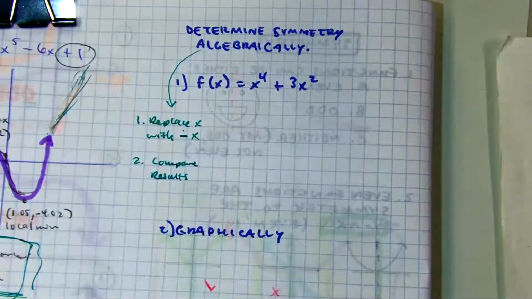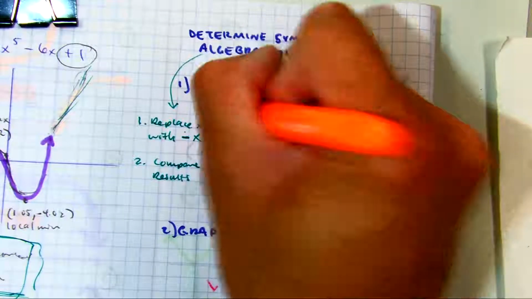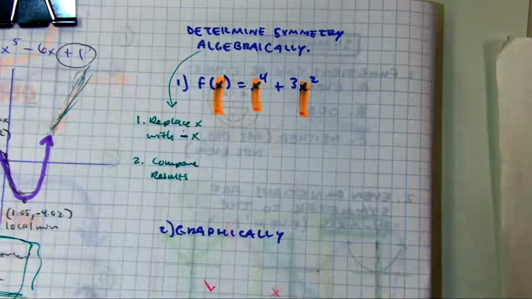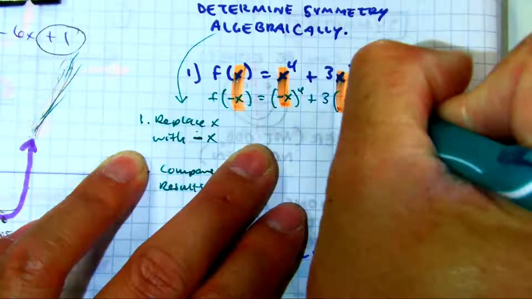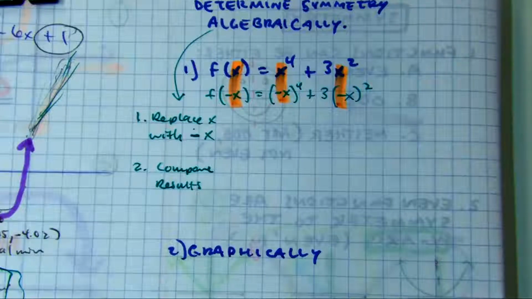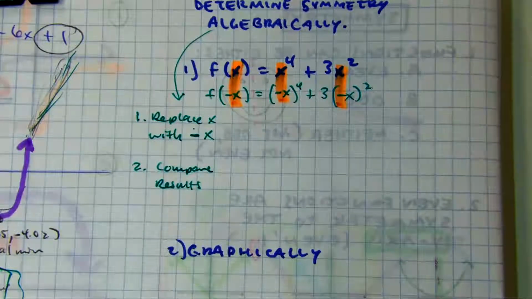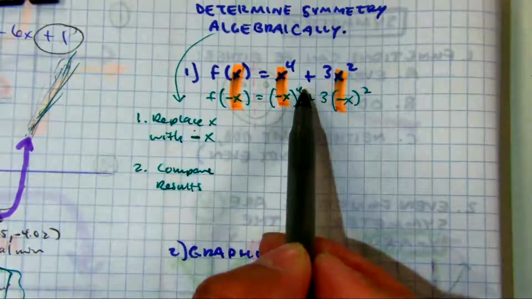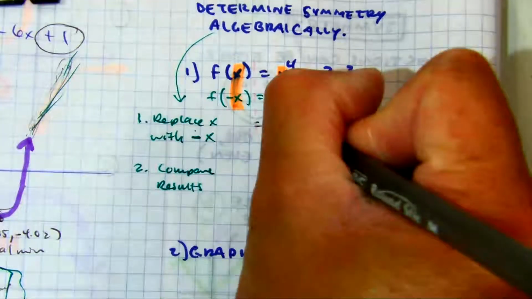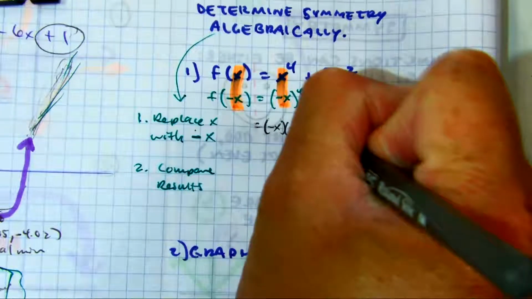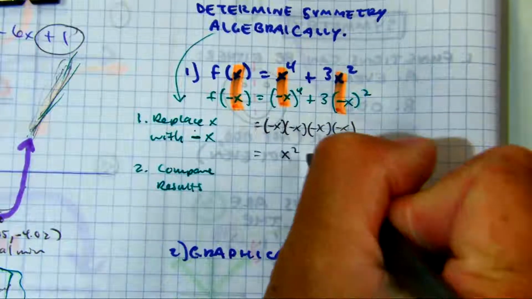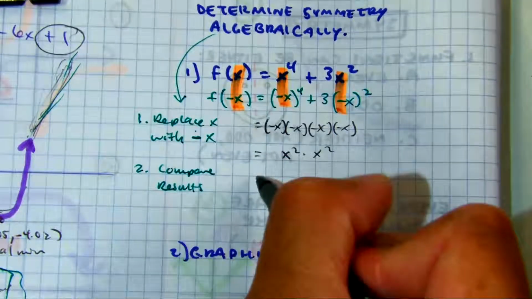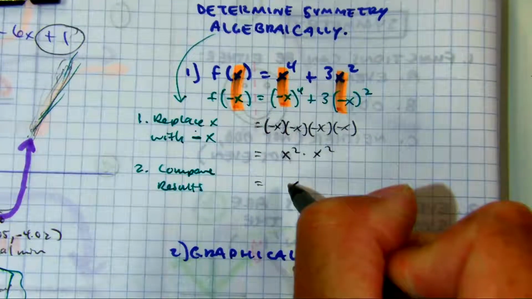All right, so let's replace every x with negative x. F of negative x equals negative x to the fourth power plus 3 times negative x squared. Notice how the negative is on the inside, and you have 4 of these. Some of you don't need to do this, but if it helps you understand what's happening, then do it. Class, negative times negative. Negative times negative. So negative x to the fourth power is positive x to the fourth. Does that make sense?